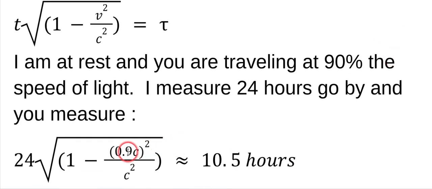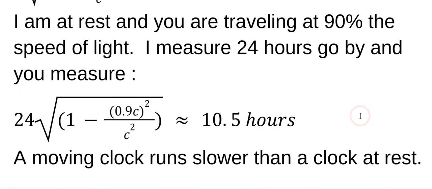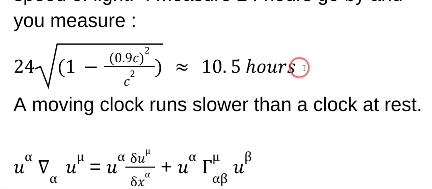So I put in 90% the c, I square it, the c's cancel, 1 minus 0.81 times 24, about 10 and a half hours. So you say, no, it's only 10 and a half hours to go by. And I say, no, it's not. It's 24 hours have gone by. So a moving clock runs slower than a clock at rest, right? So that's proper time. All right.